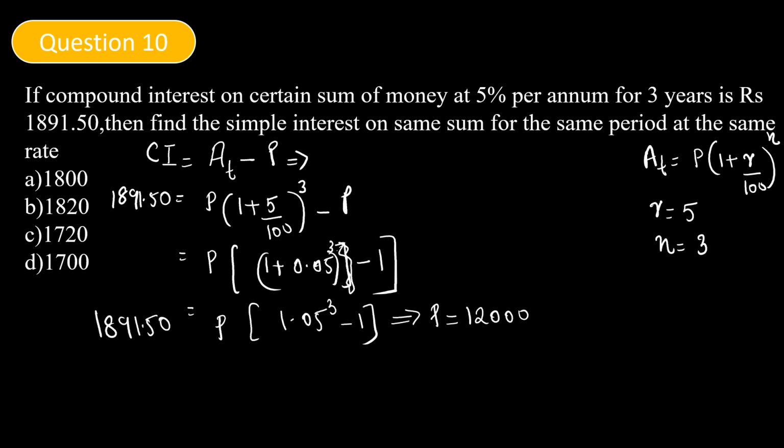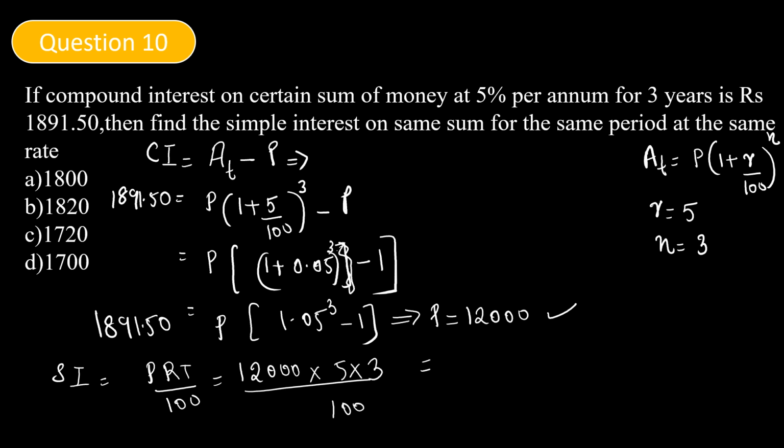Now what we have to find? We have to find the simple interest on the same sum for the same period of time. We know that simple interest is equal to PRT divided by 100. P is already got as 12,000. Rate of interest is 5 times 3 years divided by 100. This is equal to 1800. So option A is the correct answer.